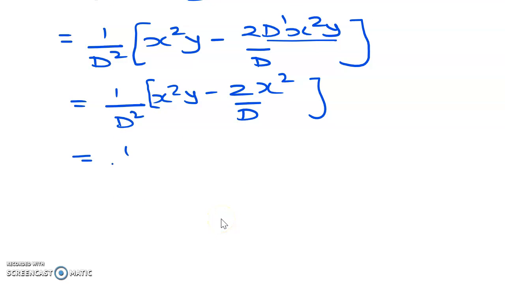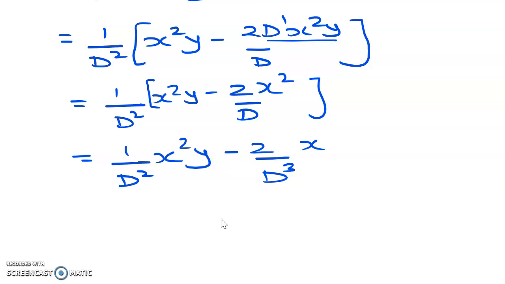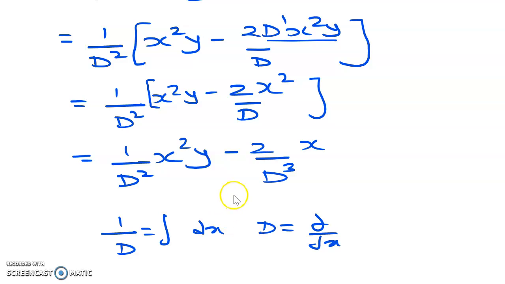What remains here is 1 by D squared of x squared y minus 2 divided by D cubed of x squared. Again, you need to be aware of 1 by D. You know what D is, isn't it? D is equal to del by del x. 1 by D will denote integral with respect to x.